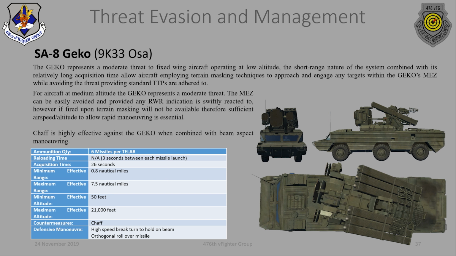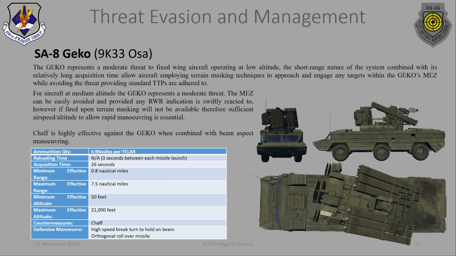The Gecko then, SA-8, one of the earliest short-range radar-guided air defense systems in DCS. Relatively low threat, to be honest. Same as the others, it's 6 missiles per launcher, and it is a completely self-contained TLAR: transporter, erector, launcher, and radar. So both the search radar function and the target tracking radar and the launchers are all contained in one vehicle. So it doesn't need any outside support to engage targets.